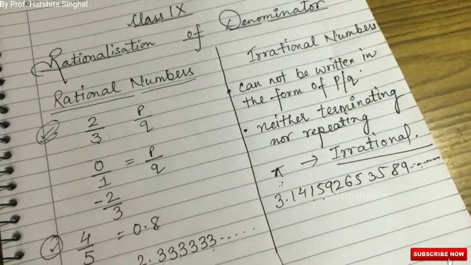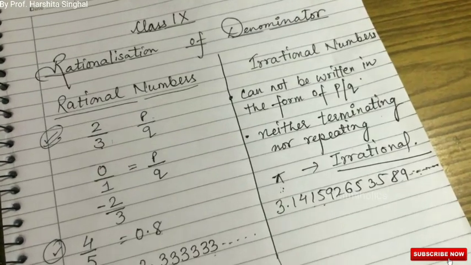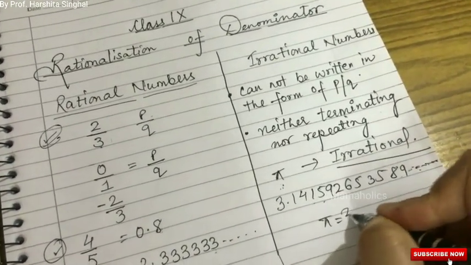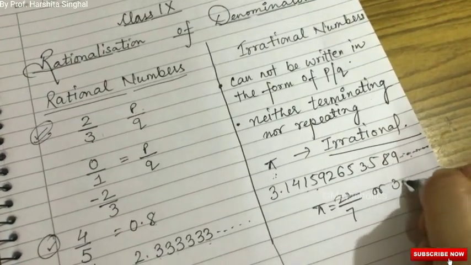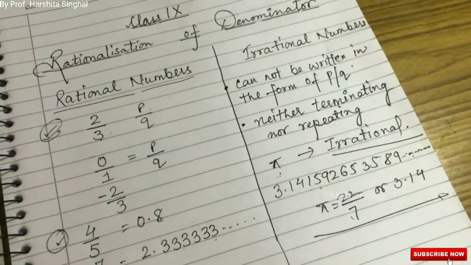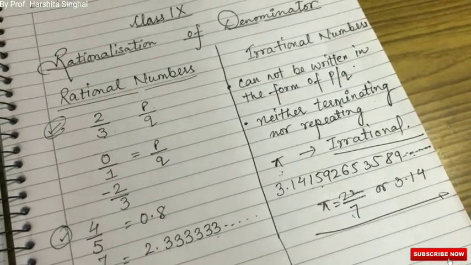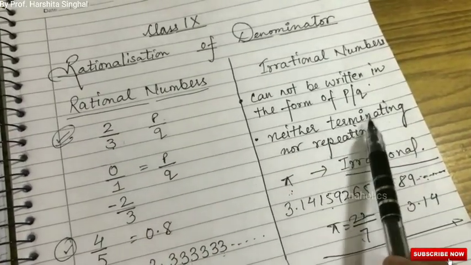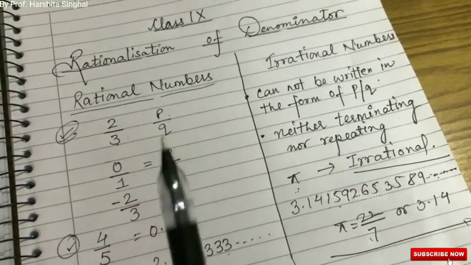Just to make our calculation easier, we take an approximate value of pi, that is 22/7 or 3.14, but these two are not the actual values of pi. We take them just to make our calculations easier. So this you have to remember about rational and irrational numbers.